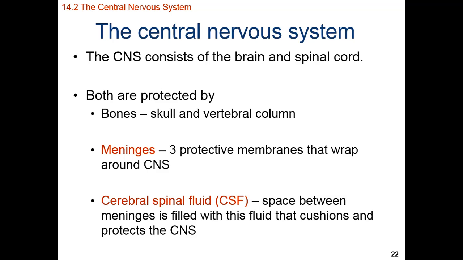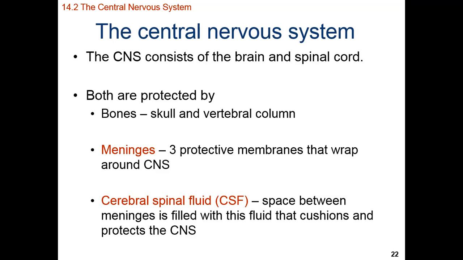Hi class, here's part 2 of our discussion on the nervous system. In part 2, we're going to focus primarily on the central nervous system. Even though it contains the fewest organs, the brain and spinal cord, our central nervous system, generally speaking, is going to be the most complicated because the brain and spinal cord are incredibly complex.